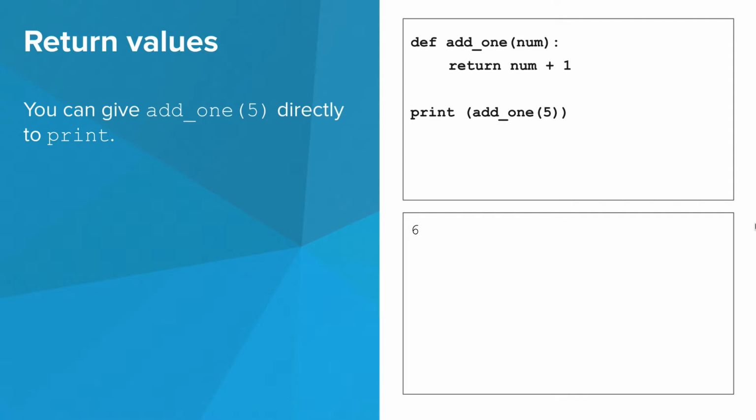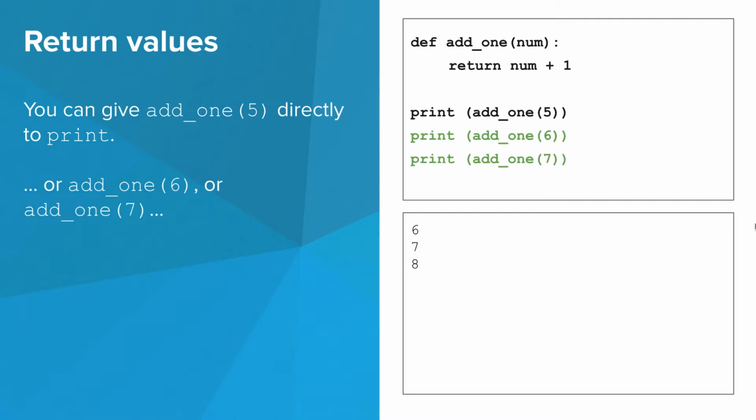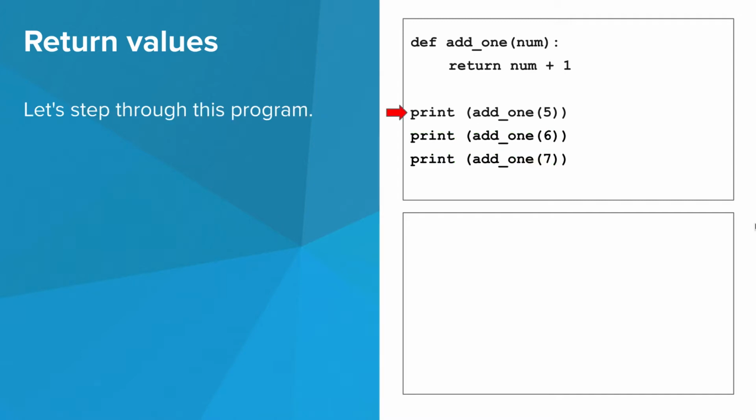You can actually give add1 5 directly to print instead of using a variable as an intermediary. The call to add1 5 will be replaced by the number 6, which is then given to print and displayed on the screen. You can do this multiple times, and the return value will be different if the argument is different. Let's step through this program.